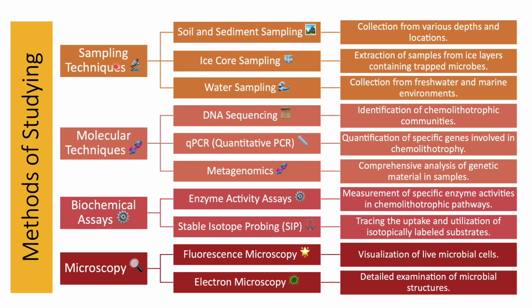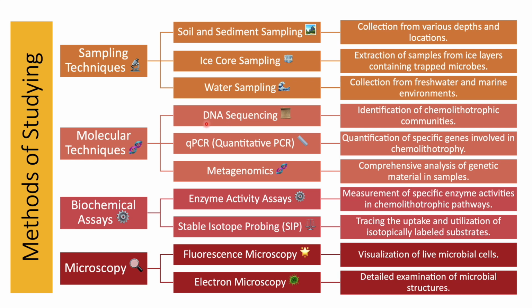So how do we do the sampling? We can do soil and sediment sampling. We collect samples at various depths and locations. Ice core sampling can be done. That means extraction of samples from the ice layers containing trapped microbes. We can also do water sampling, like collection of fresh water and marine environments.